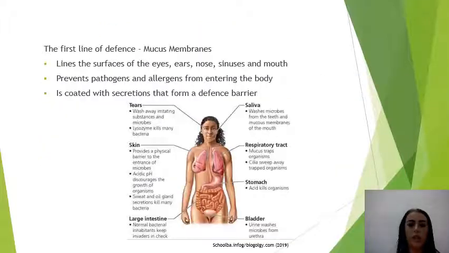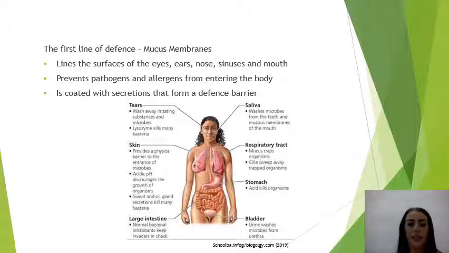Another part of the first line of defence is the mucous membrane. It lines the surface of the eyes, ears, nose and sinuses and mouth. It prevents pathogens and allergens from entering the body and is coated with secretions that form a defence barrier. Looking at the diagram, we can see the types of mucous membranes.